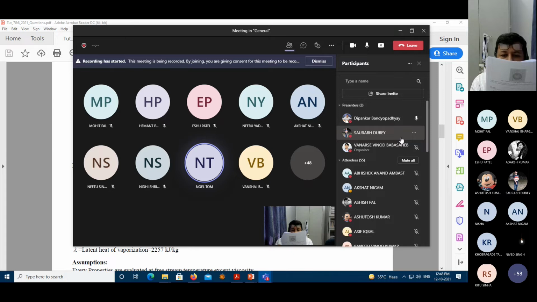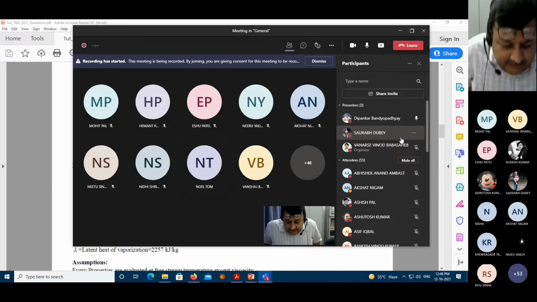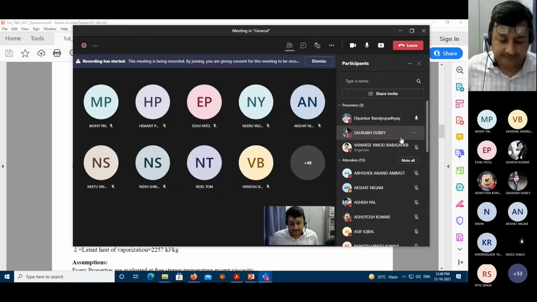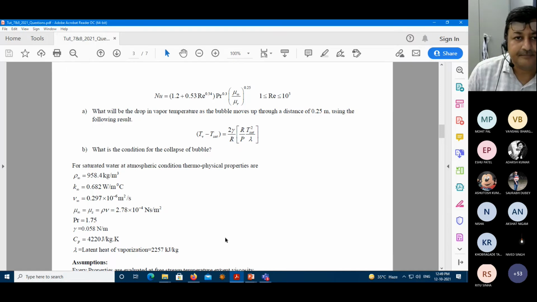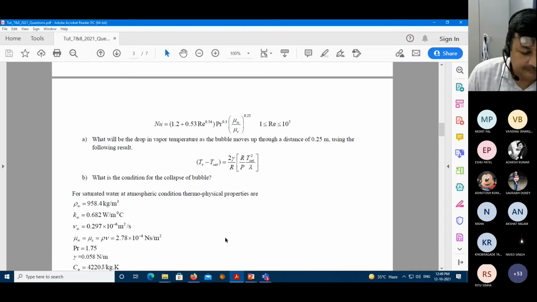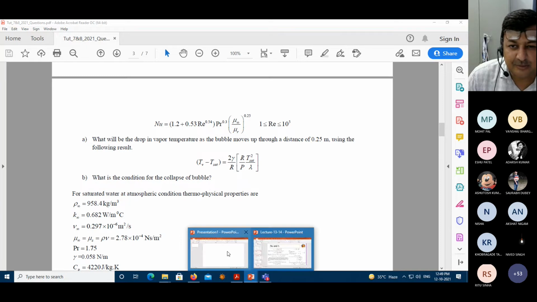35,359. Yes, nice. That is your heat transfer coefficient, right? Now, what is the question? So what is the first question that you have? Can you read? What will be the drop in the vapor temperature as the bubble moves up through a distance of 0.25 meter using the following result? Correct. How will you do that? What is the method to do that?